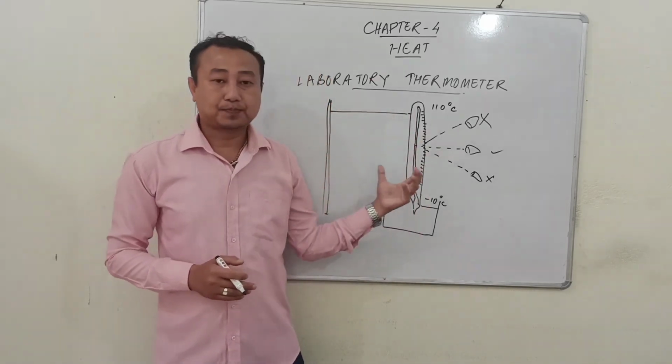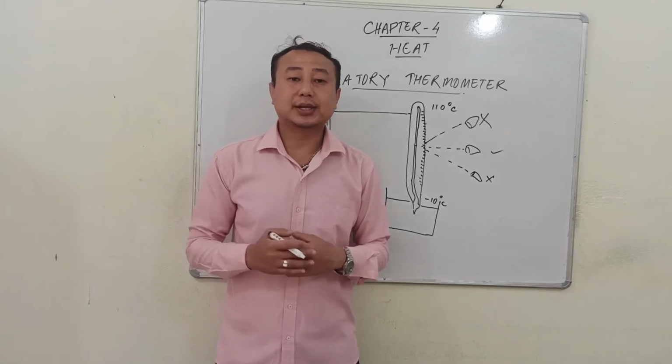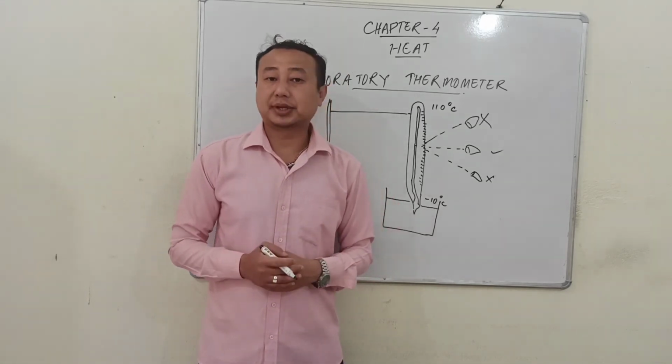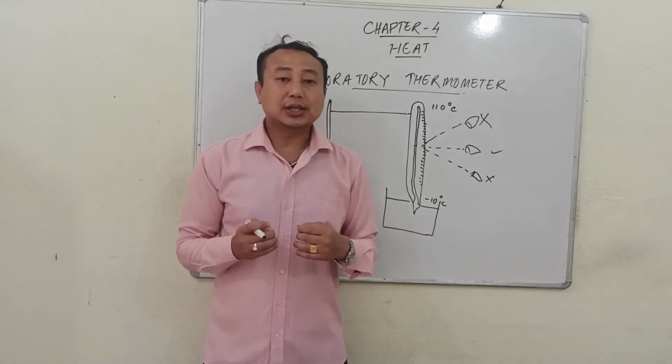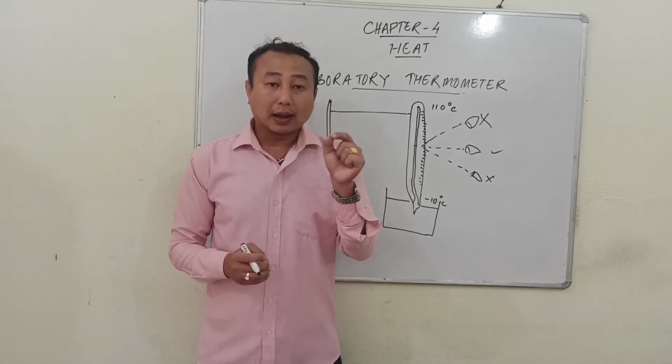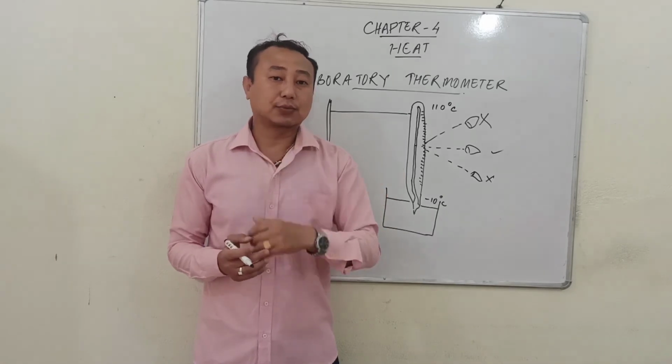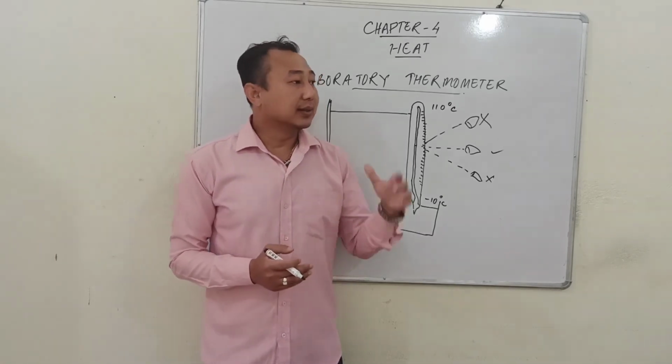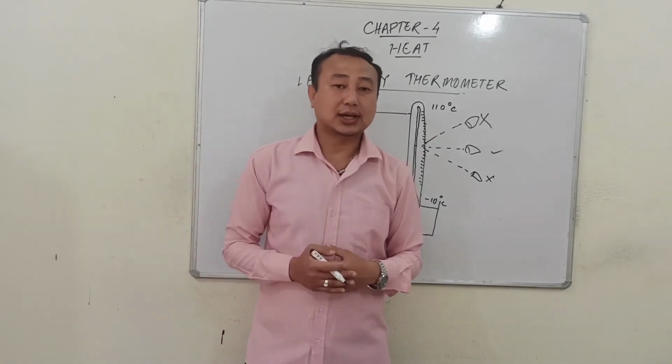These are all manual thermometers. Nowadays, we can find digital thermometers in the market. The digital thermometers show the reading of the temperature of a particular object in the form of digits, in digital form. So these are the things that we discussed in today's class.